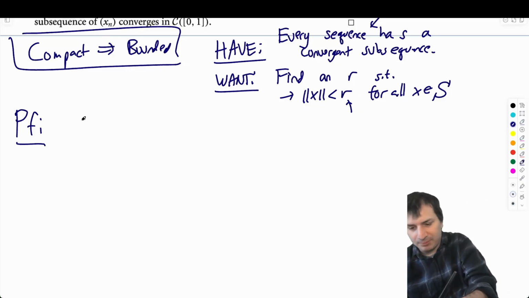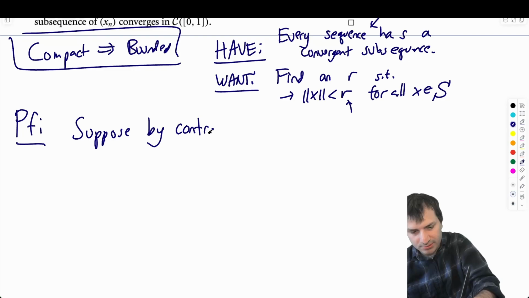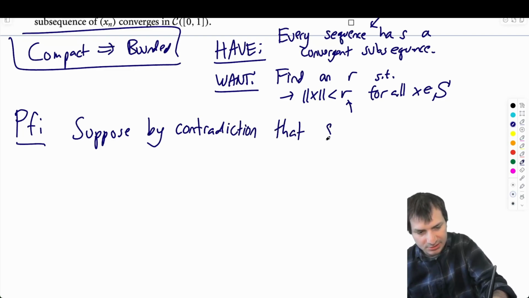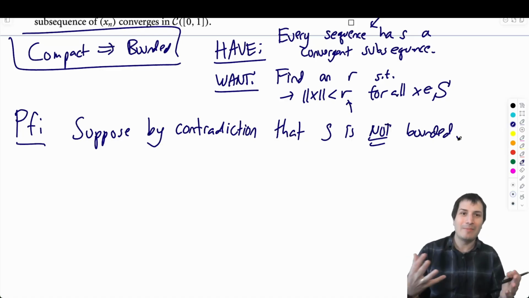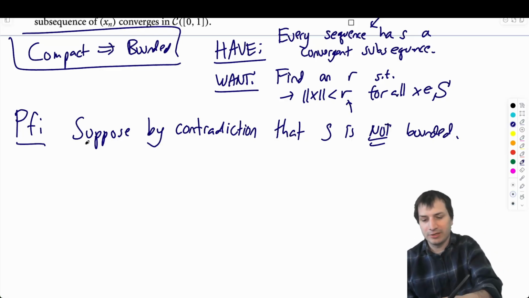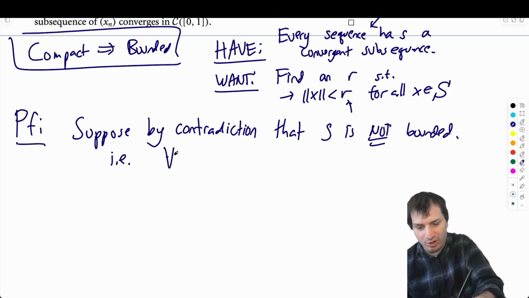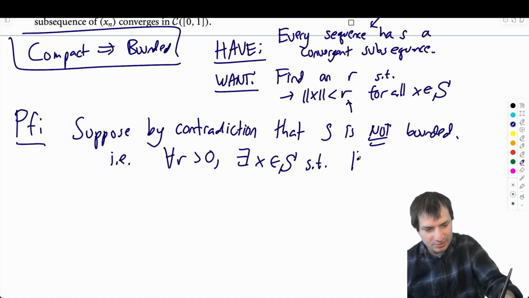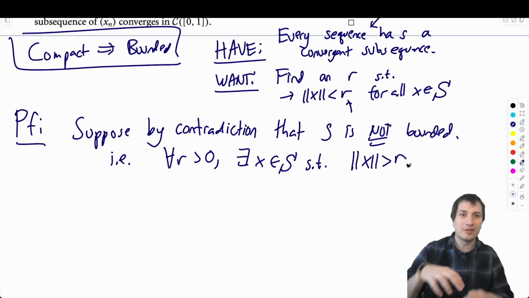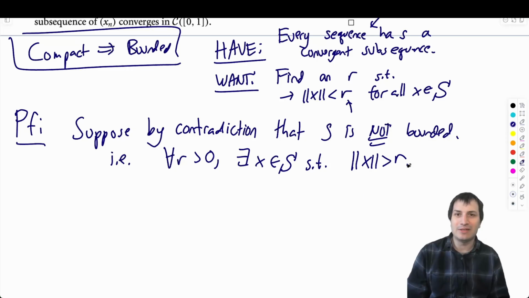The proof is proof by contradiction. Suppose by contradiction that S is not bounded. So what does not bounded mean? Bounded means there is some R. Not bounded means no matter what R you pick, it will not work. I.e., for all R greater than 0, there exists x in S such that the absolute value of x is bigger than R. That's the negation of the statement of boundedness.